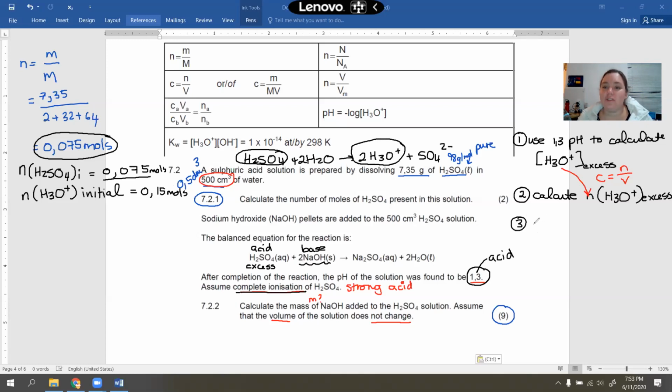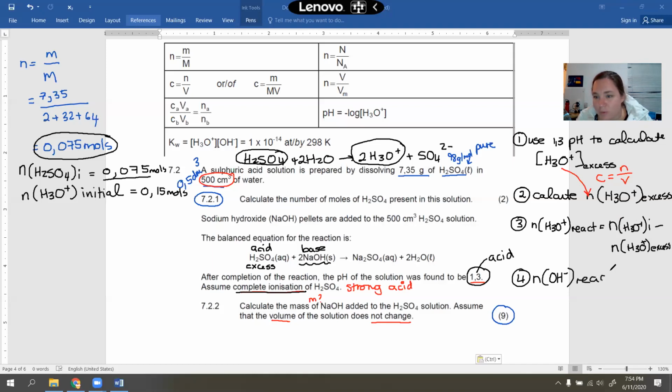Okay, so I'm then going to say that the number of moles of H3O+ that reacted will equal the number of moles of H3O+ initial minus the number of moles of H3O+ that were in excess. Basically, if we've worked out this value and we take this and subtract whatever we get in number 2, we'll be able to work out the number of moles of H3O+ that react. From that, we can work out the number of moles of OH- that react as well.